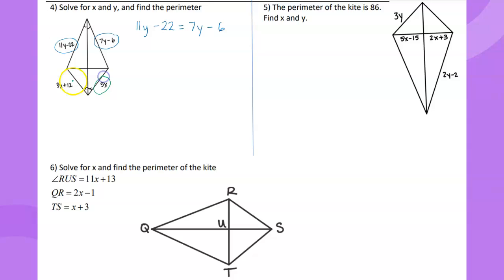I also know that this side and this side are congruent, so 5x has to be equal to 3x plus 12. I can use that fact to solve for x and y. Once I know x and y, I can use that information to find the perimeter.